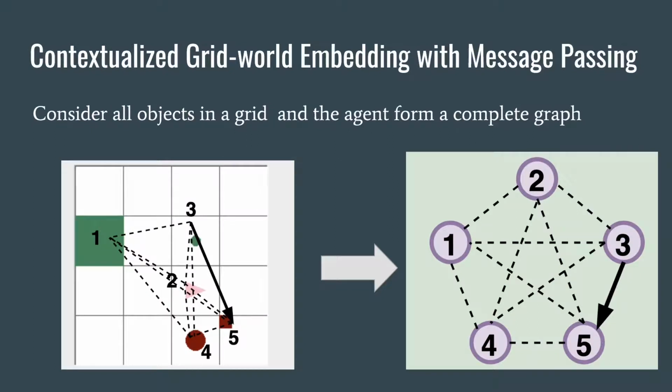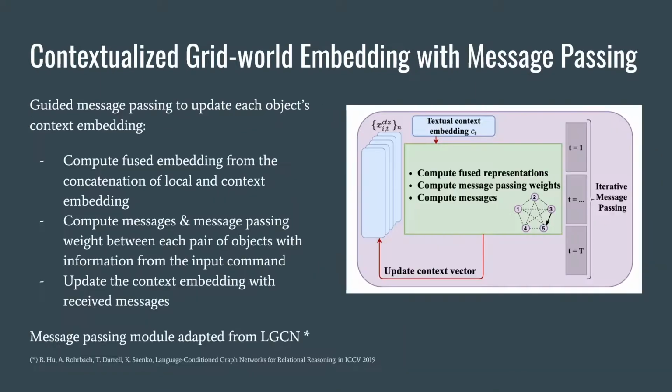And then we need to construct a graph. Here we take a quite simple approach: we consider all the objects in the grid and the agent together to form a complete graph. In this example, we have 4 objects and 1 agent, and they form a complete graph. And then on this complete graph, we want to perform guided message passing to update each object's context embedding.